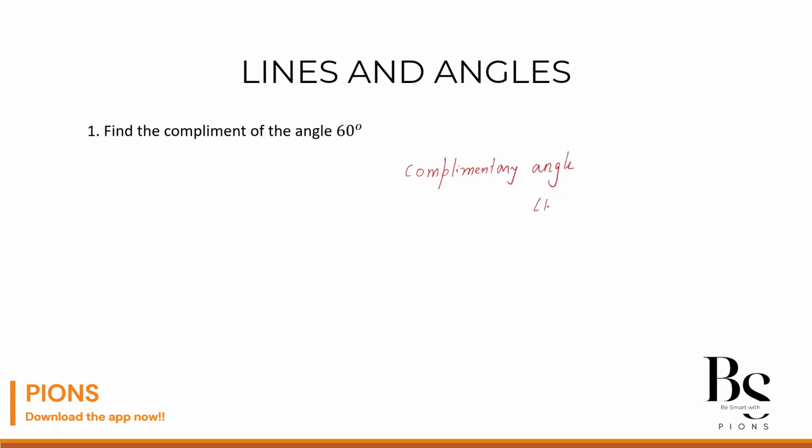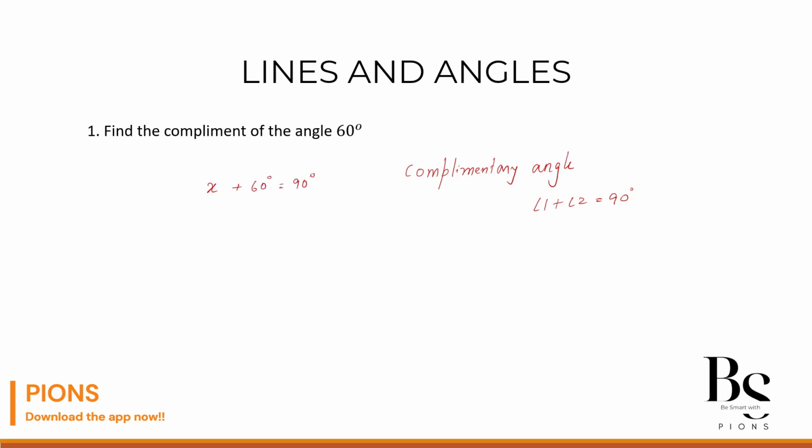So if there are two angles, angle 1 plus angle 2, it should be equal to 90 degree. The sum of two angles, if it is 90 degree, we call such angles complementary angles. So we have to find the complement of 60 degree. What should be added to 60 degree to give 90? Let's say that angle is x. So x plus 60 must be equal to 90 degree.